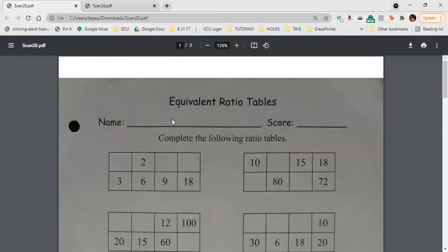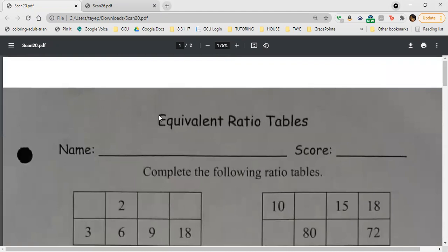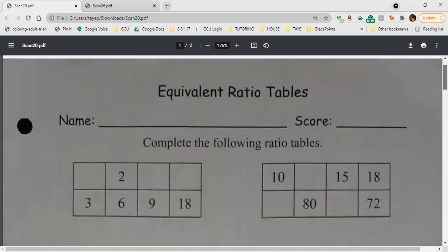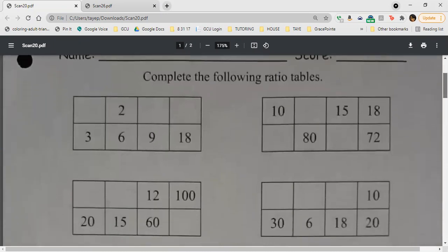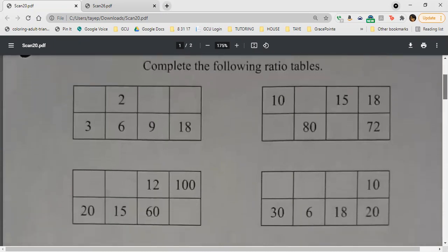So now we're going to talk about equivalent ratio tables. Equivalent ratio tables. So let's look at this. It says complete the following ratio tables. And I want you guys to kind of think of this like a brain teaser, okay? Like a brain teaser. So some of these are completed, and as we see, some of them are not. And I'm going to go over these first 4 with you guys to show you how to do them. So they show us here is 2 to 6. So I want you to think of the ratio as 2 to 6.